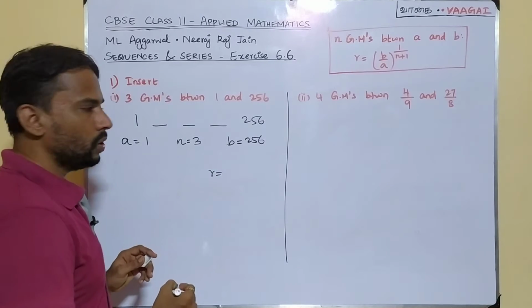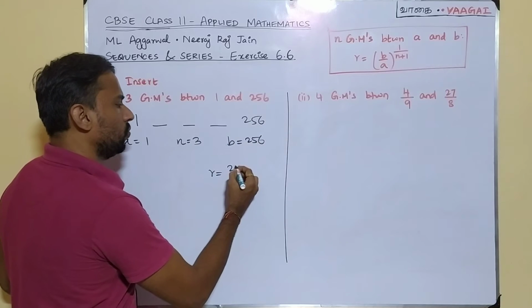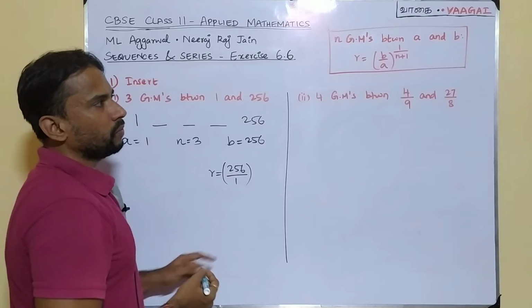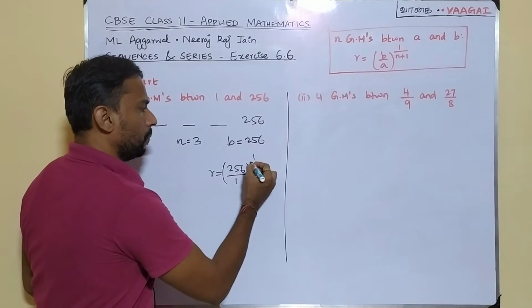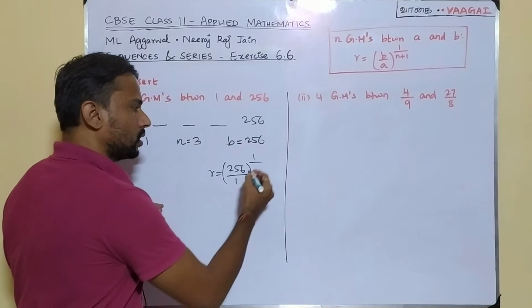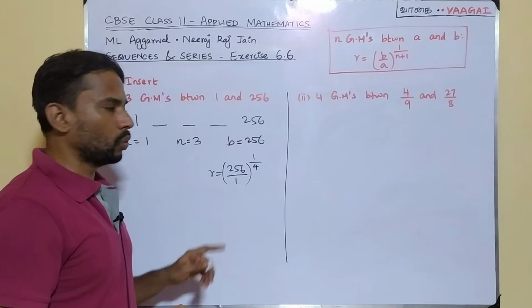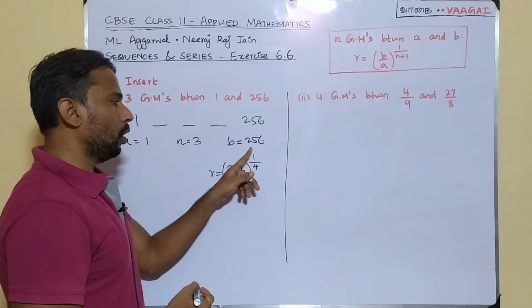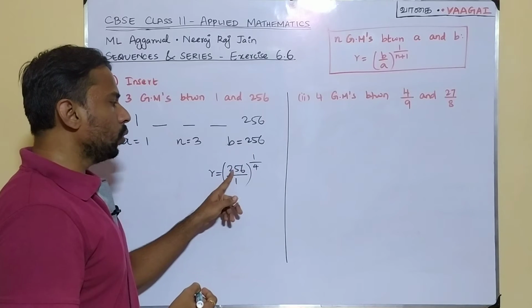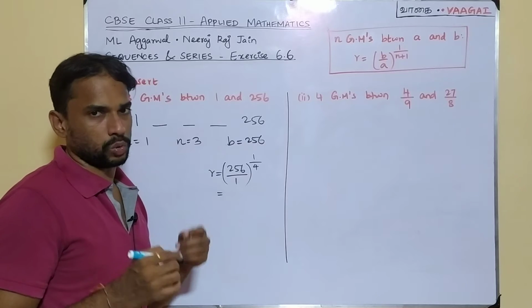It's going to be equal to (B by A) to the power 1 by (n plus 1), that is 256 divided by 1, the whole power 1 by n plus 1. Here our value of n is going to be 3, so 3 plus 1 is 4. So 256 by 1 whole power 1 by 4, this is what we have. So this will be equal to simply 256 by 1, which is 256 only.